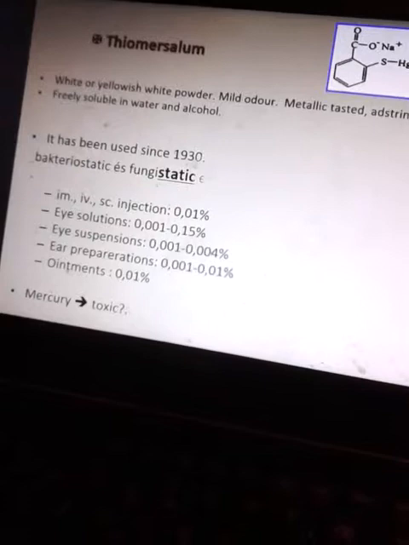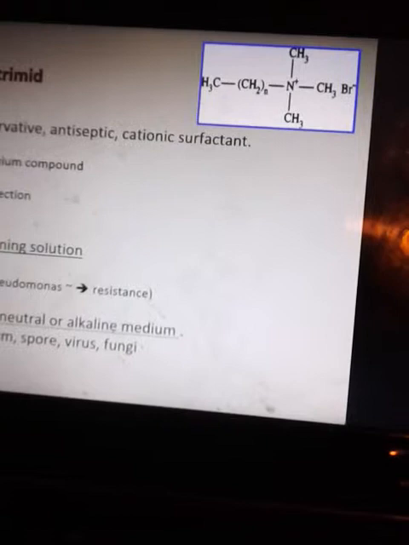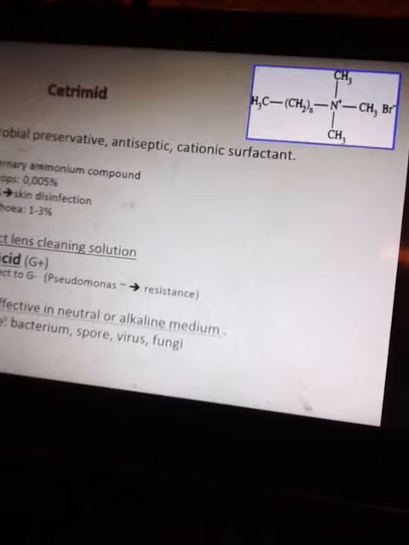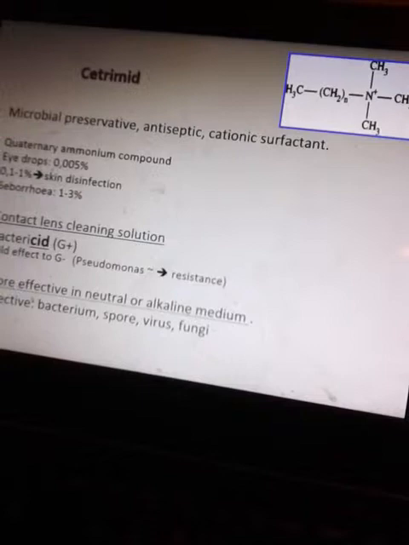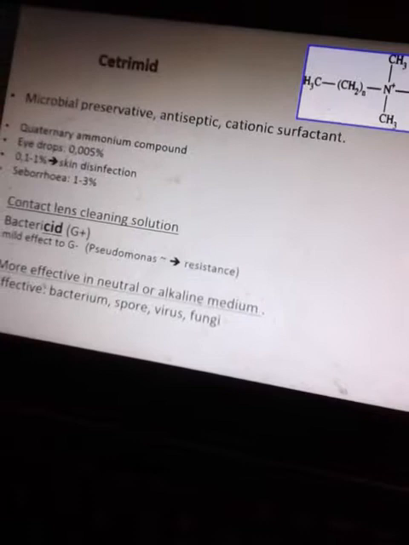Cetrimide: microbial preservative, antiseptic, cationic surfactant, quaternary ammonium compound. For eye drops 0.005%, 0.1 to 1% for skin disinfection, and for seborrhea 1 to 3%. Contact lens cleaning solution. It is a bactericide, gram positive, mild effect on gram negative, gives Pseudomonas resistance. More effective in neutral or alkaline medium. Effective against bacteria, spores, viruses, fungi.